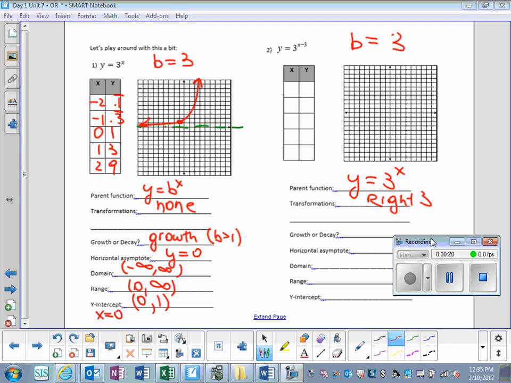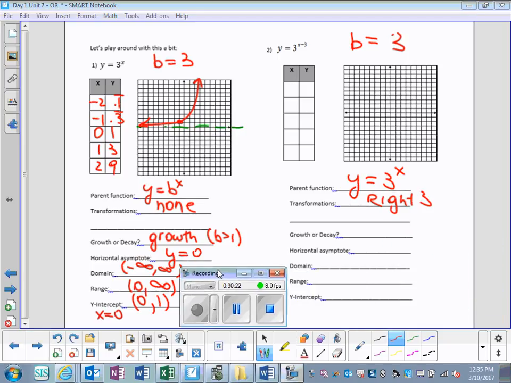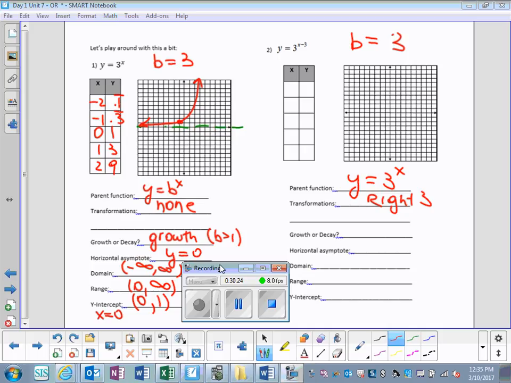So what do you think, is it growth or decay? Growth. Still grows. Same b, still grows, because it's greater than 1. What do you think the horizontal asymptote will be? It's still the same, y equals 0, right? Because all I will do to this function is move it to the right. So the horizontal asymptote will not go anywhere. It's still y equals 0.